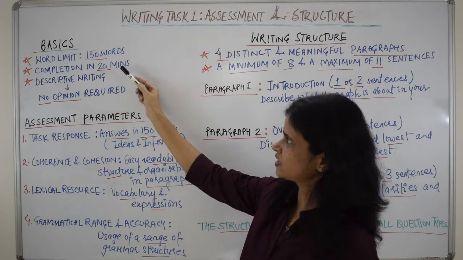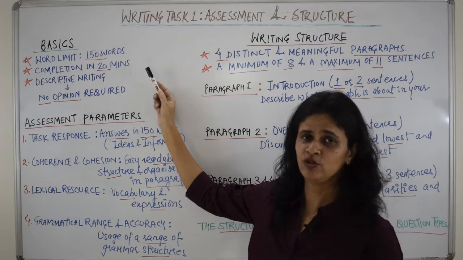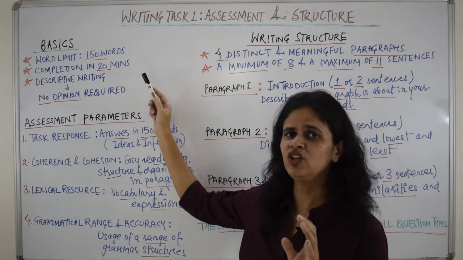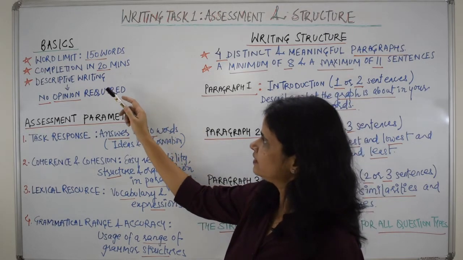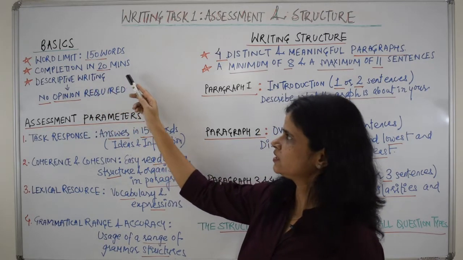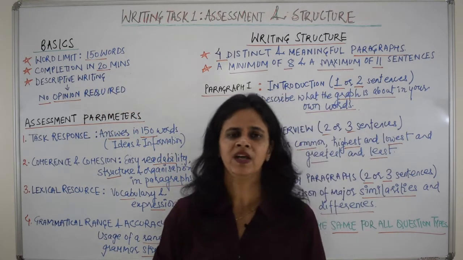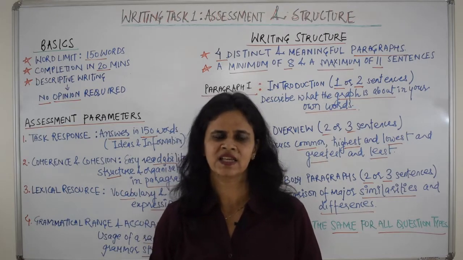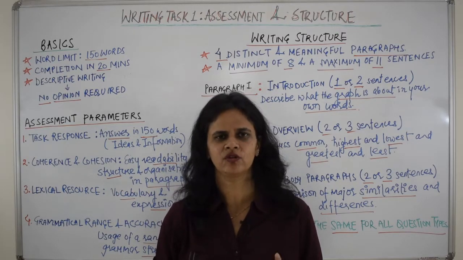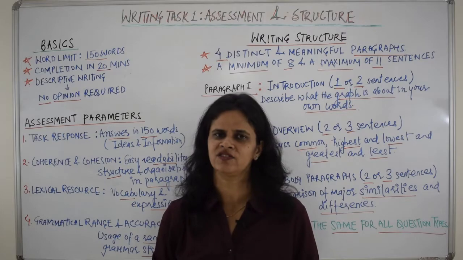Word limit for task 1 is 150 words. So you have to give your response in not less than 150 words. Then you should complete it in 20 minutes. Reason being, task 1 of IELTS accounts for 33% of the total marks of IELTS writing.